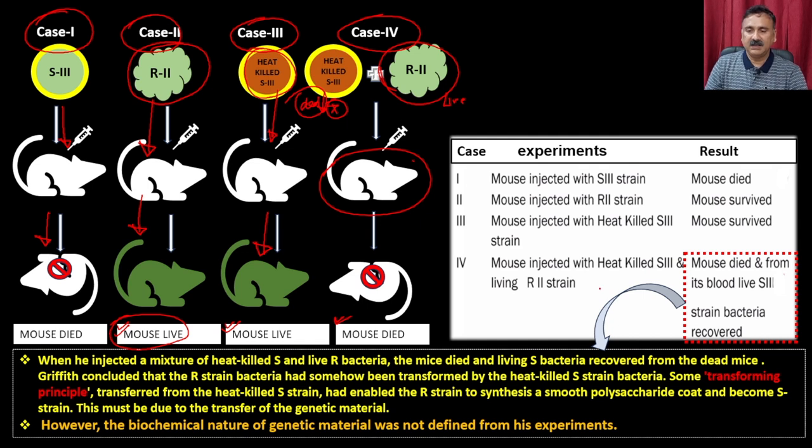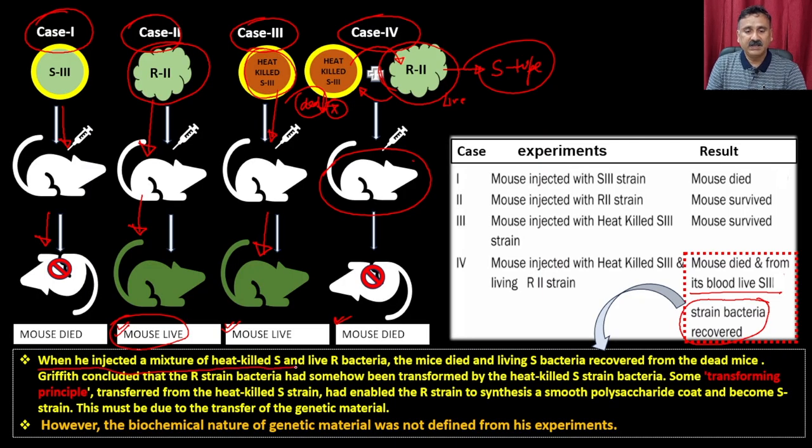And then he isolated the blood from case number 4, and he found that there were no R bacteria present. It was all S type bacteria that had been isolated. So all the R type bacteria had been converted into S type bacteria in case 4. And that's how he said that the material which carries the information went from the heat killed bacteria into the R type bacteria, and that's how the R type bacteria got converted into S type bacteria.